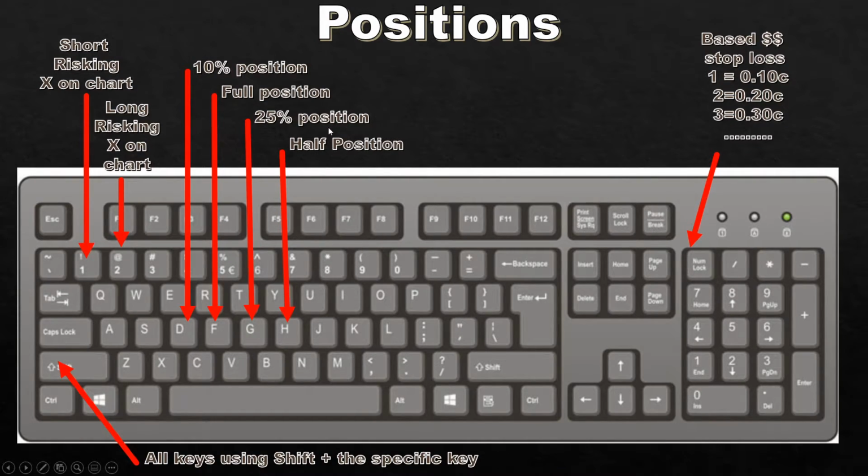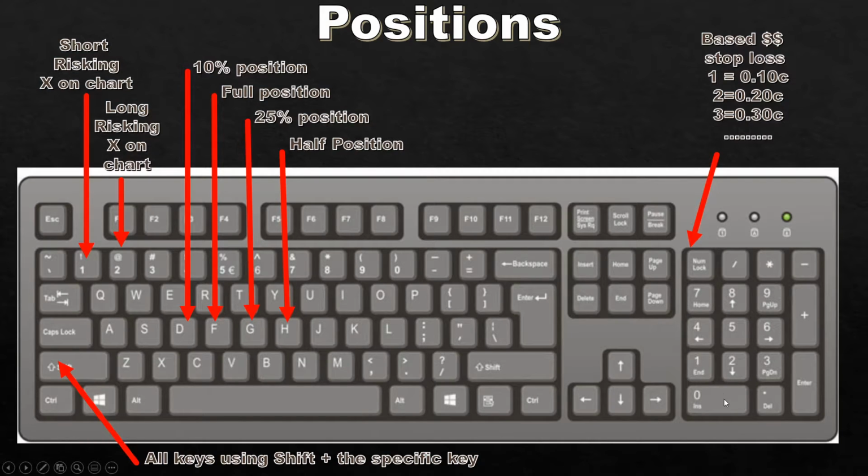So let's say I'm risking $100 and my stop loss is $1 away. If my stop loss is $1 away, I would hit shift and the 0. What it does, based on my $100 risk and stop loss, is calculate my shares and load them into my montage. Hope that makes sense.